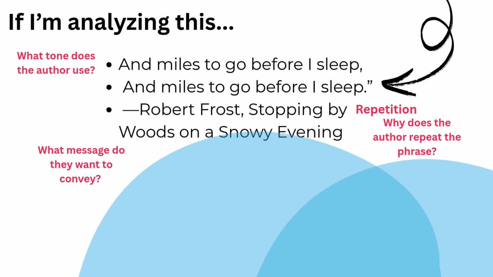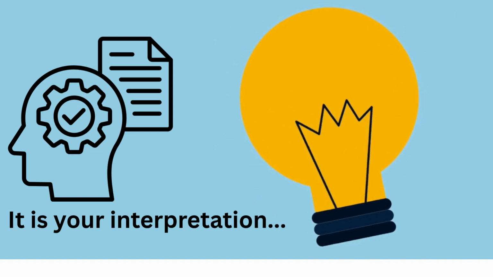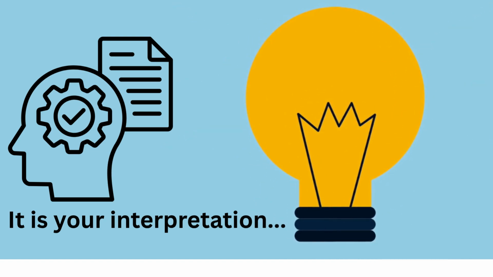So in "miles to go before I sleep," maybe he's traveling and he's trying to reach a destination before he can rest and go to sleep. Or maybe his mind is still processing everything from the day before he can shut down and turn everything off. However you want to take it, it is your interpretation. You would just explain that, which is the analysis, and provide evidence from the text to support it.